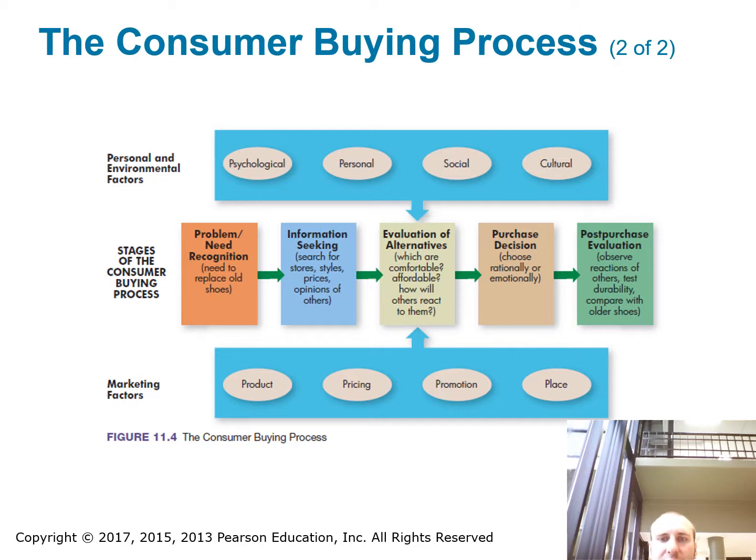Purchase decision. Choose rationally or emotionally. Choose one or the other, or maybe a combination. Post-purchase evaluation. Observe reactions of others, test durability, compare with older shoes. Marketing factors are the marketing mix. 4 P's of marketing: product, pricing, promotion, place.